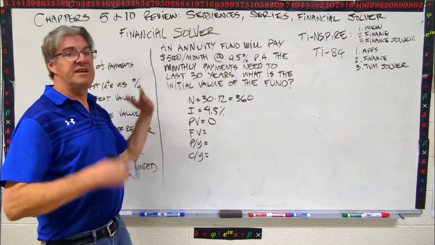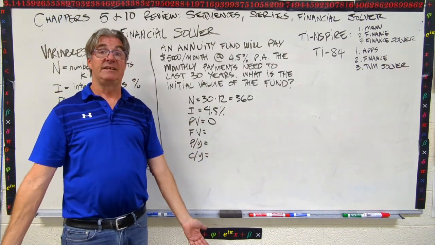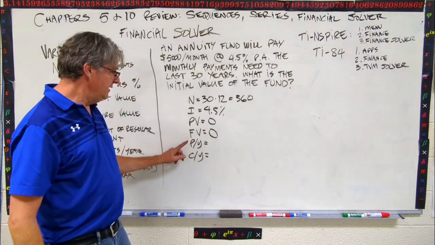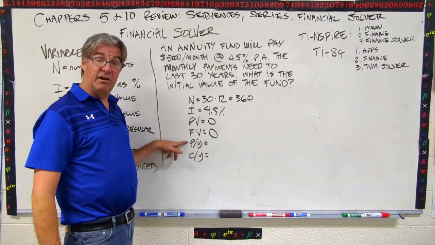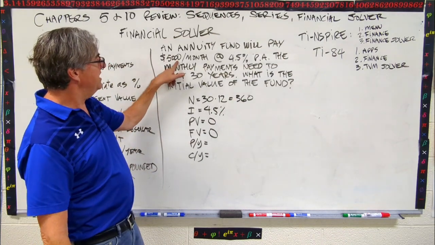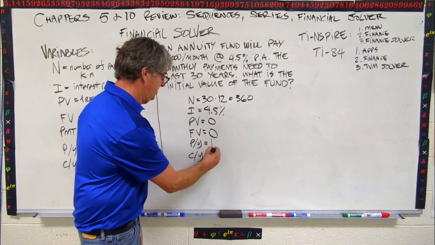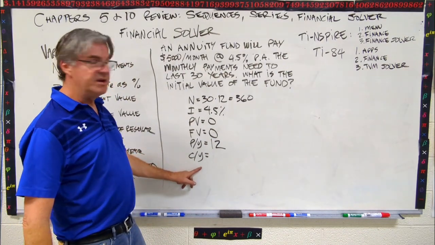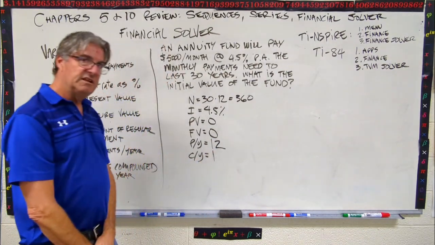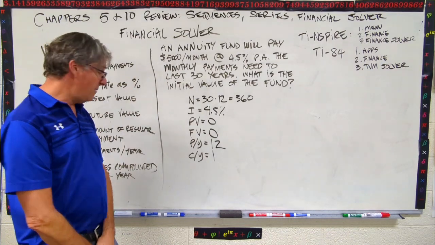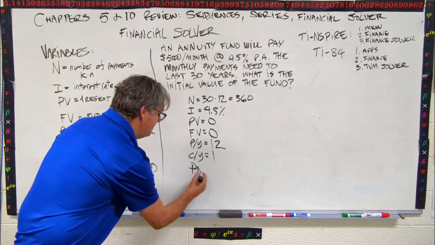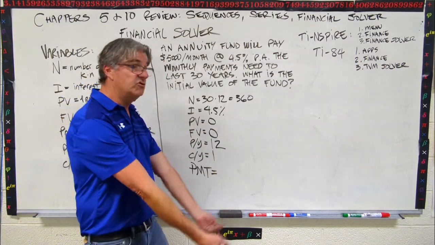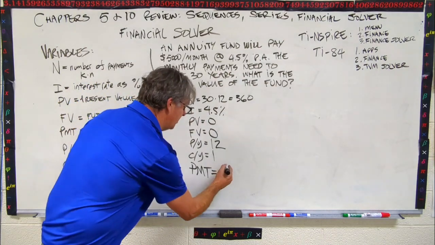Future value. At the end of 30 years, how much is left in the account? Nada, nothing, zilch. We're going to put 0 there too. This is payments per year. So this one is 12 because we're getting $5,000 a month. And compounding per year is 1. And what did I leave out? If you said payment, you're right. PMT. That's $5,000. And since it's coming to us, that's a positive number.